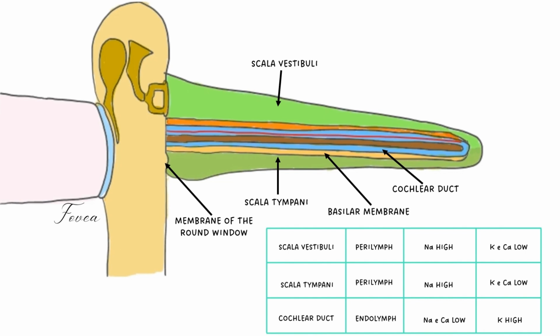Endolymph, also known as Scarpa's fluid, is a clear fluid found exclusively in the scala media that is within the cochlear duct. It has a unique composition not present elsewhere in the body, characterized by a high concentration of potassium, which helps maintain the endocochlear potential, and low concentrations of sodium and calcium.